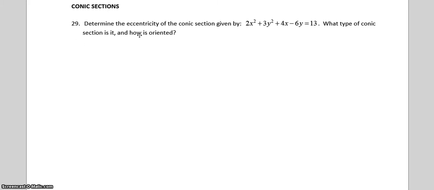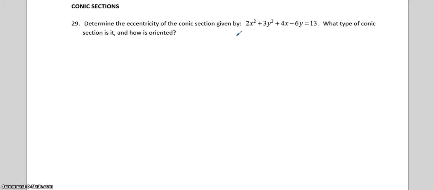Here we are asked to find the eccentricity of this given conic section. Remember, this equation is called general form. So the first thing is we're asked what kind of conic section it is, how it's oriented, and we're also going to find its eccentricity.